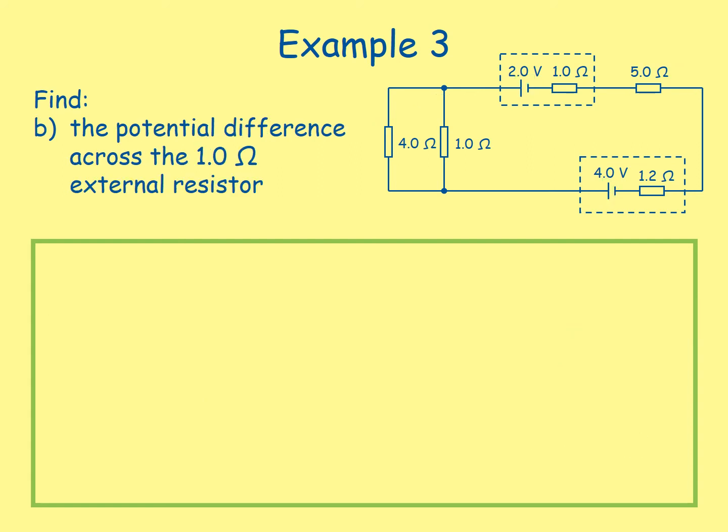Now we need to find the potential difference across the 1 ohm external resistor. So thinking about our equation, our voltage in parallel is equal to our current in parallel multiplied by the resistance in parallel, because obviously this 1 ohm external resistor is in parallel with the 4 ohm, and voltage in parallel is the same. The current we worked out for this was 0.25 amps, and the resistance that we're looking at is the combination of the 4 and the 1 ohms. So remember that was 0.8. Multiplying those together, we get an answer of 0.2 volts.